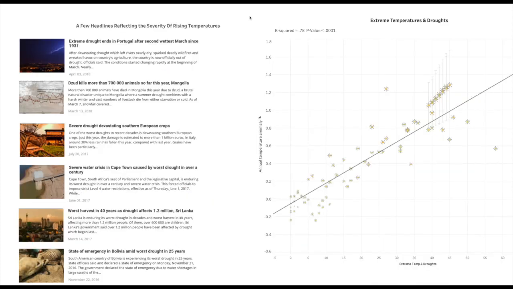Beyond floods and storms, extreme temperatures and droughts also wreak havoc across the world. To the left, we show headlines which display the devastating impact that these extreme temperatures and droughts can have. Here we see a drought that affected 1.2 million people in Sri Lanka with the worst harvest in 40 years. In the chart to the right, we see a strong positive relationship once again between temperature anomaly and disasters caused by extreme temperatures and drought. Within Tableau, we can also see the forecasted values for the model up until 2028.